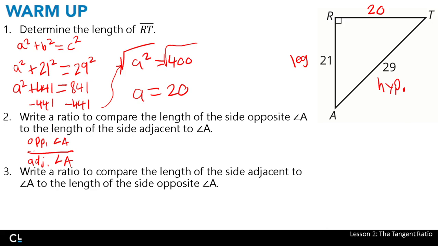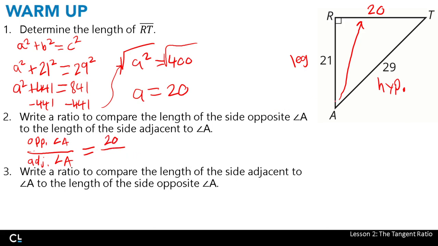So this one is going to be the opposite of angle A over the adjacent of angle A. So what side is opposite angle A, right? That's what we need to figure out. Here we have angle A. If I want to go opposite it, I'm going to drag across, and we're going to hit RT, which is 20. So opposite angle A is 20.